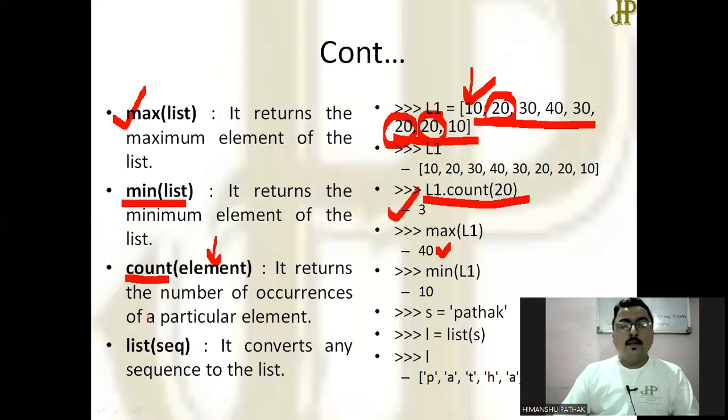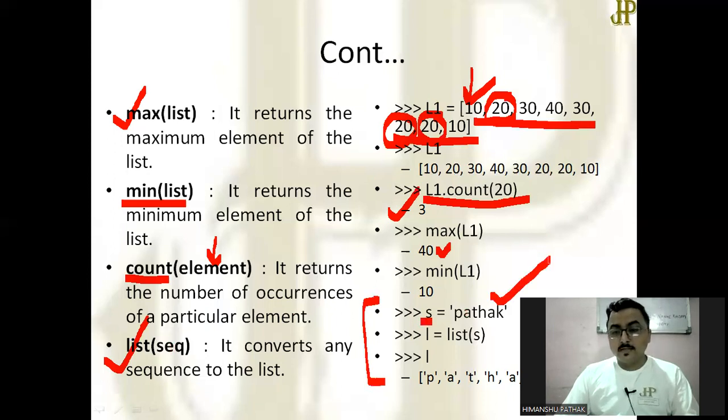And at last, list(sequence). It will convert any sequence, either a string or another type, to list type. So here I have put an example. One variable s is of type string, pathak. Now I want to convert it into a list. So what is to be done? The list function is to be used, passing the sequence variable. You can see that now the L variable is of list type.